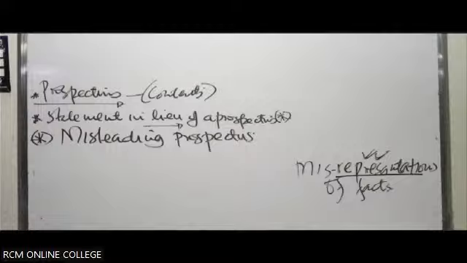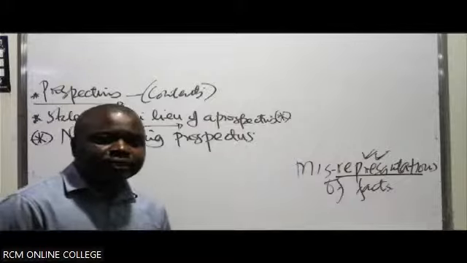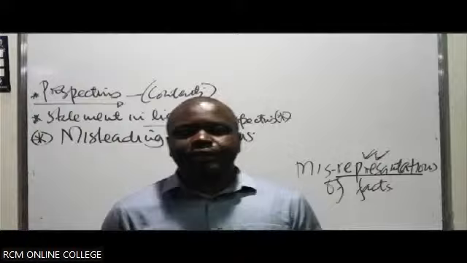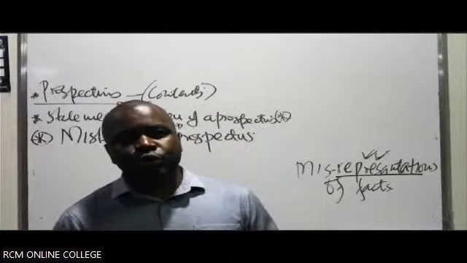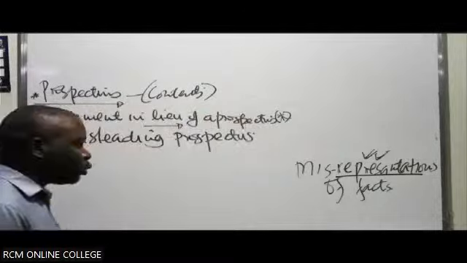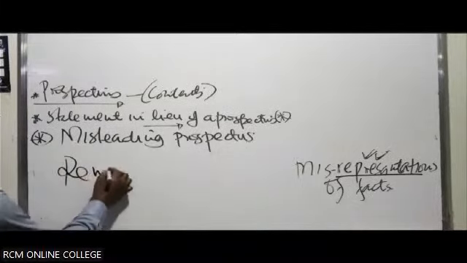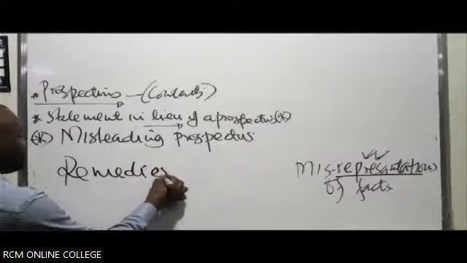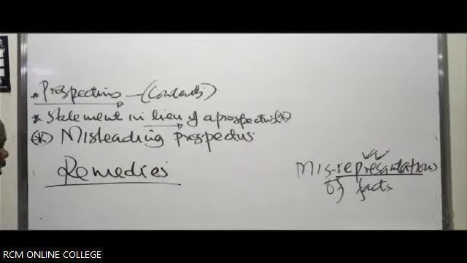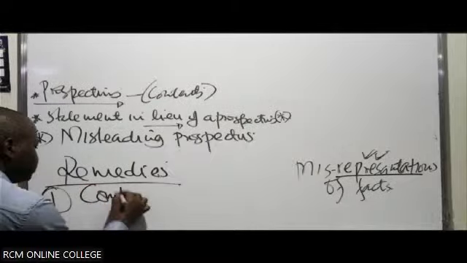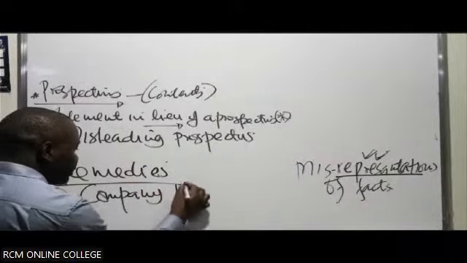So this is what I saw in the prospectus. It was very attractive. But now things are not okay. What am I going to do? If that happens, under the law, such an investor will have certain remedies. These remedies are usually categorized into two. There are those remedies against the company itself. He can go for the company itself.